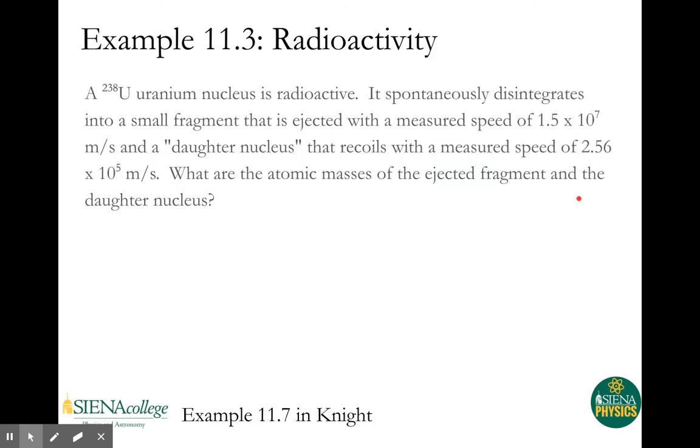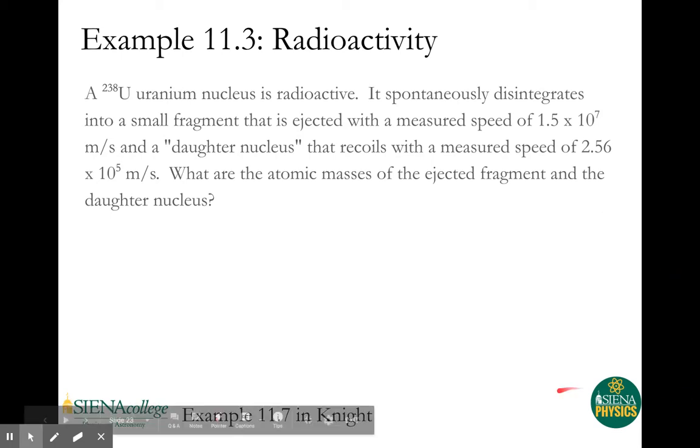Okay, so let's do this example of radioactivity. We have a uranium-238 nucleus that is radioactive, and it's going to spontaneously disintegrate into a small fragment that's ejected with a speed of 1.5 times 10 to the 7. So let's write that down. The velocity of the fragment is 1.5 times 10 to the 7 meters per second, and a daughter nucleus recoils with a speed of 2.56. So the velocity of the daughter is 2.56 times 10 to the 5th meters per second. And then find the mass of the fragment and the mass of the daughter.